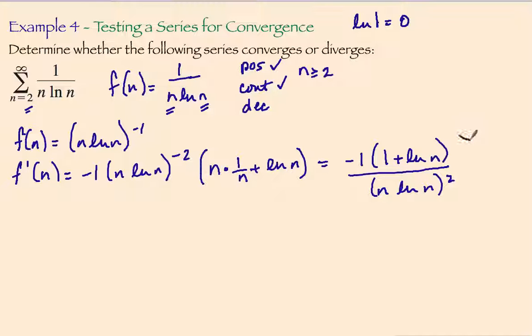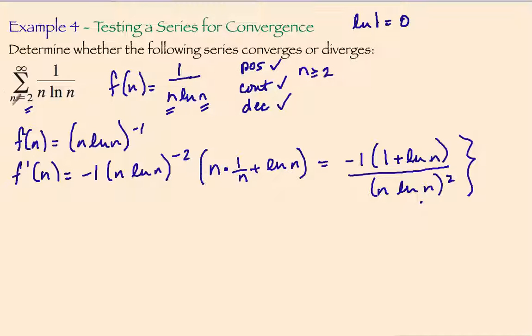Now we need to know, is this decreasing for n greater than 2? Well, of course, inside parentheses here, we're going to have a positive number because natural log of 2 or larger is positive, and adding 1 makes it positive. But the negative means the numerator will always be negative, and then the denominator is always positive because it's squared. Therefore, this function is decreasing for n greater than or equal to 2.